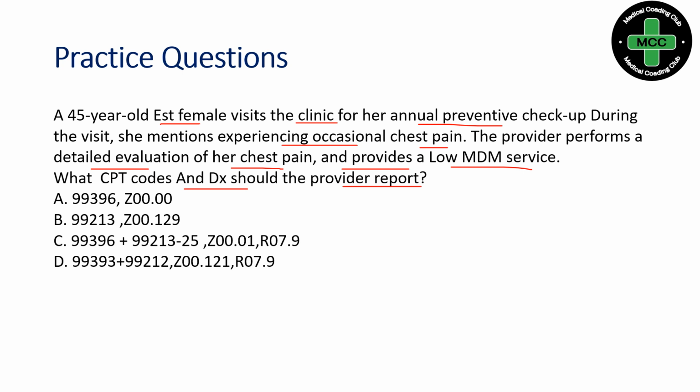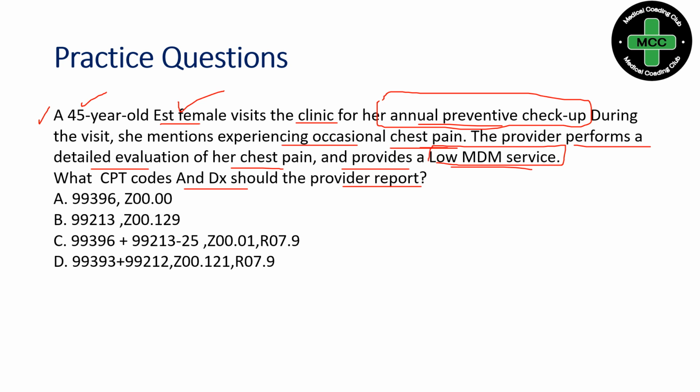So if you see here, the chief complaint is regarding the annual preventive checkup. The patient's age is 45 years, and the patient is established. So we have to go with the established preventive code, and the patient age is 45. But what happens after that? She said that she is occasionally feeling chest pain. So the provider performs a detailed evaluation of her chest pain, so it goes with one more E&M service. Since the provider is spending the time for evaluation and management, we have to use the office or outpatient E&M here. The provider also documented that he performed a low medical decision making service.